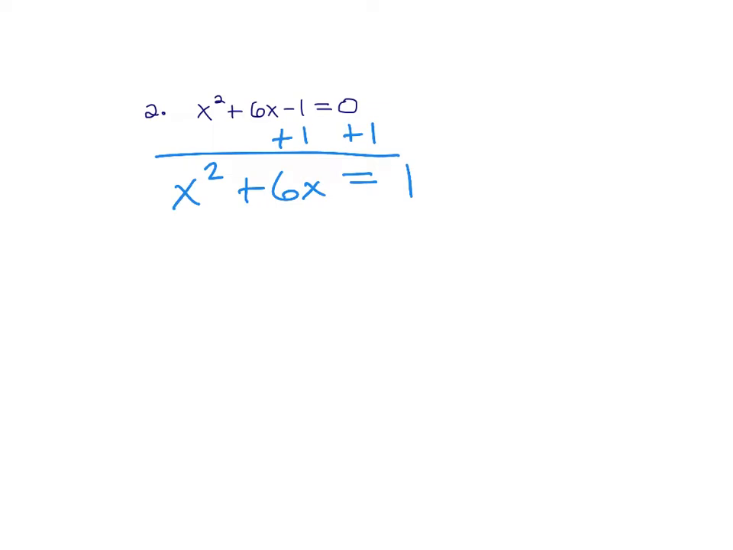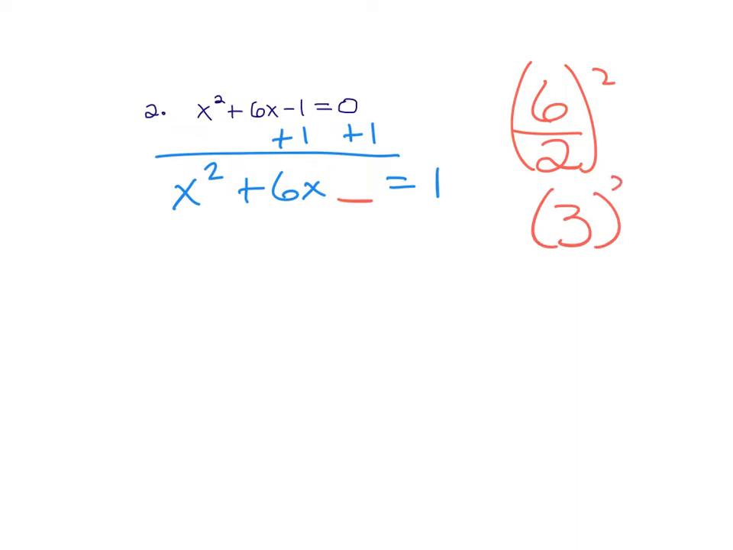Next, I'm going to take the b term. Let me leave a little blank space here too, so you can see it. So blank space, and then equals 1. So now I take the b term, which is 6, divide it by 2, and square it. 6 divided by 2 is 3. 3 squared is 9. So I'm going to be adding 9 to both sides.